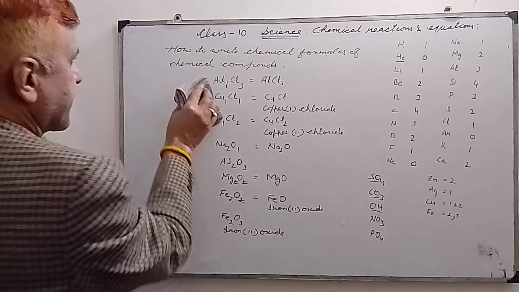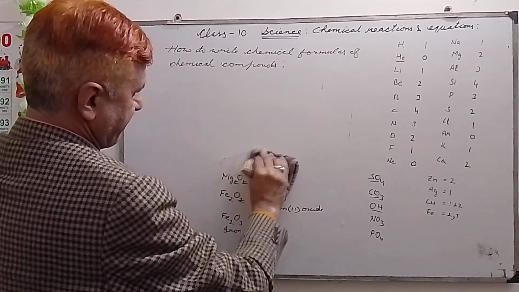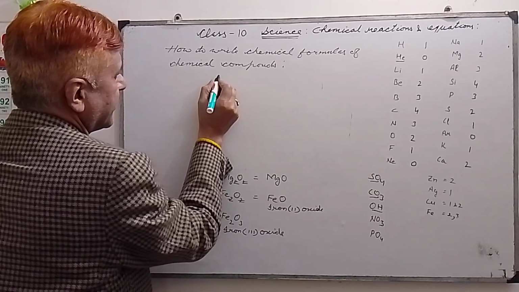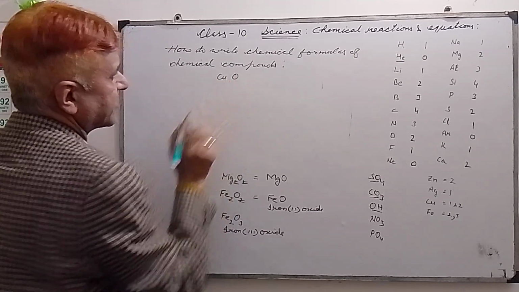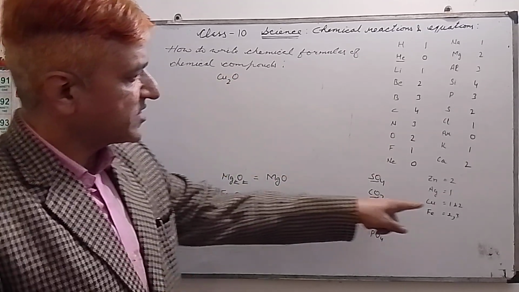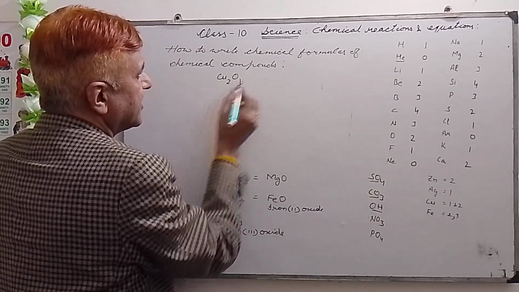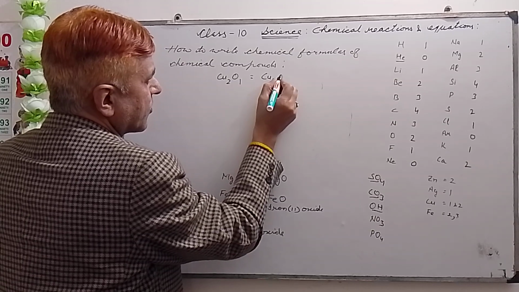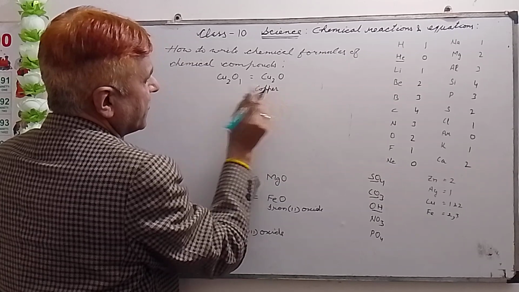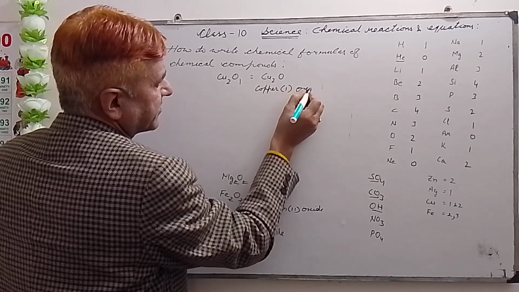Then we will take copper oxide. Copper oxide. Now again the valency of oxygen is 2. Now copper has two valencies, again 1 and 2. So I am taking valency 1. So this is equal to Cu2O. So I can write copper, valency 1 I have taken. So within brackets I will write 1 and oxide.